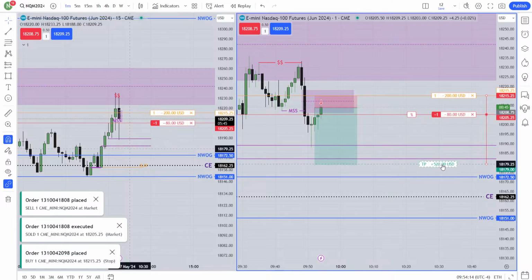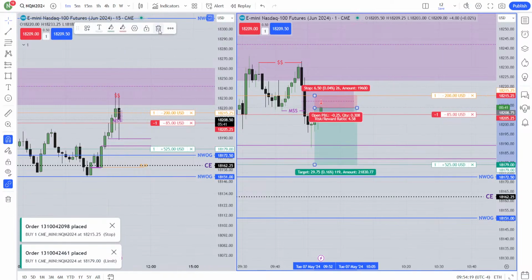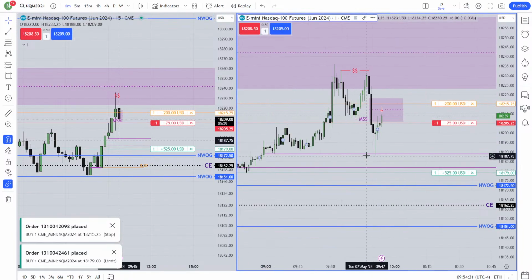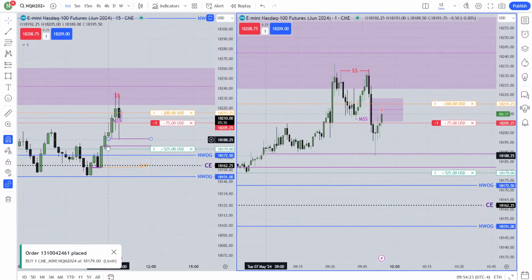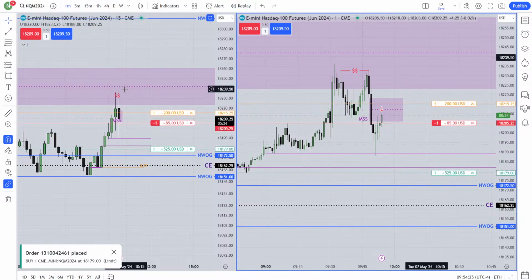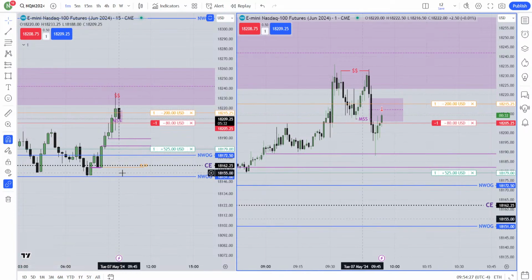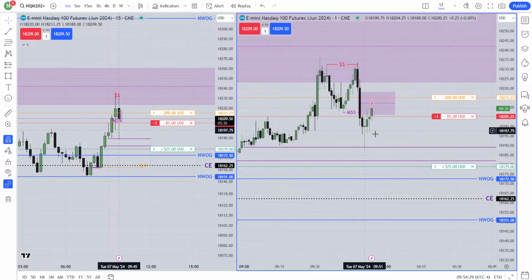Why is my stop loss so tight? The reason is, look over here where price came to that bullish fair value gap. Is it going higher? I don't know. Is it going lower? I don't know. I have to take the chance.